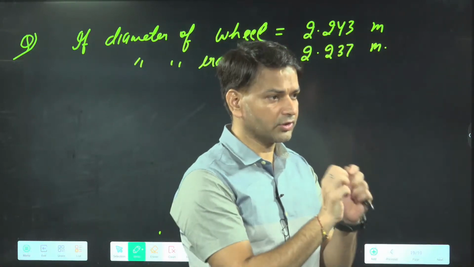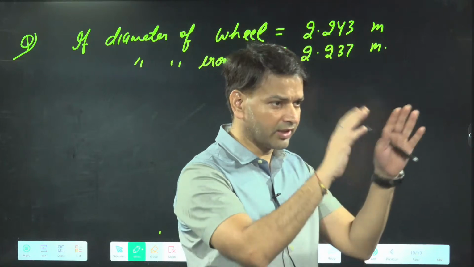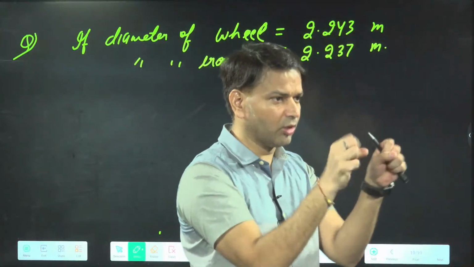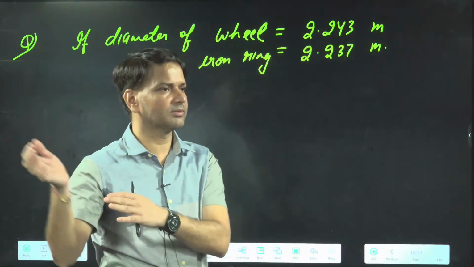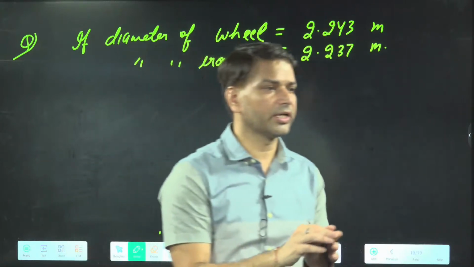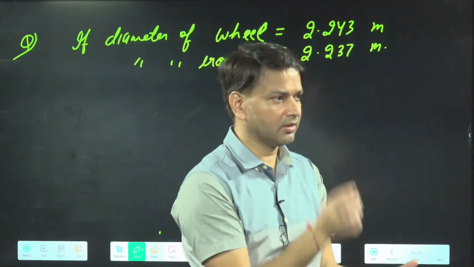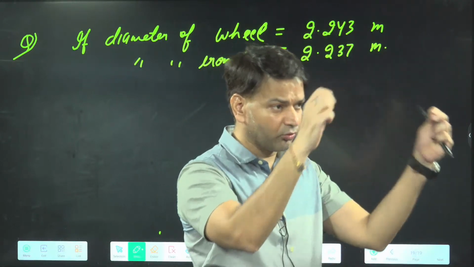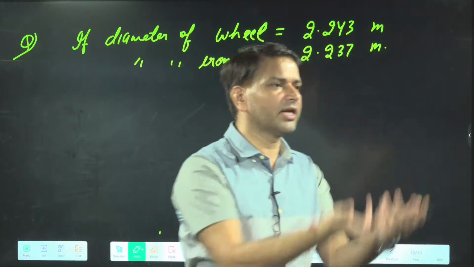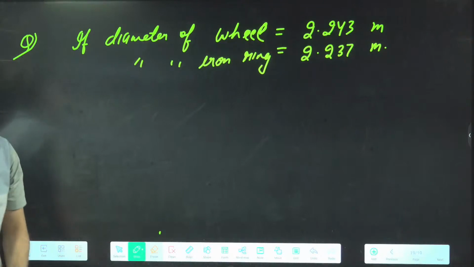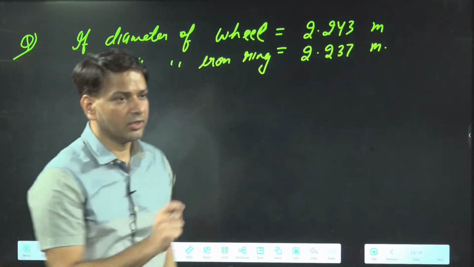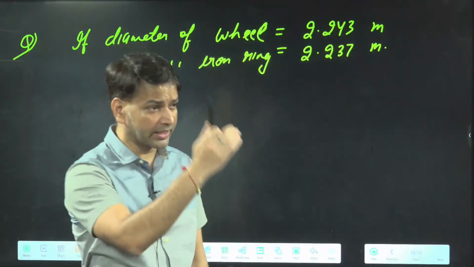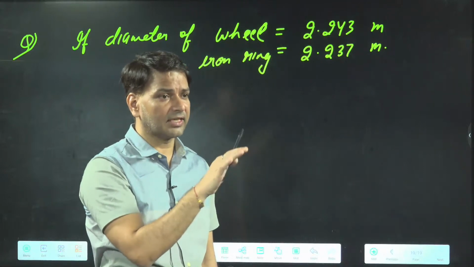So what will you do? First you will heat the ring so that it expands. When it expands, you will put it on the wheel. Then after that, when it cools down, it will tighten the wheel. This type of thing we use in a cart and all. So the wheel has a larger diameter and the ring has a smaller diameter. So first you will increase the temperature of the ring. When it expands, you put it on the wheel, and then as it cools down, it will tighten the wheel. From the data you can see the iron ring has the lesser diameter.